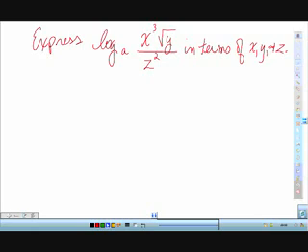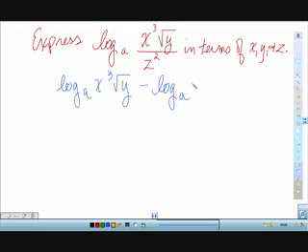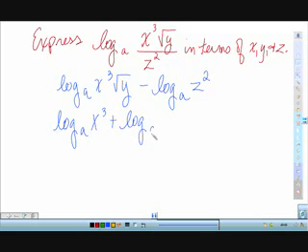To start expanding this one, you need to notice that the numerator is multiplication, and then, of course, we have division for the z squared. So I'm going to start off with the division. So that's going to be log base A of x cubed square root of y minus log base A of z squared. Then, for this first part, I've got multiplication, so I can write that as log base A of x cubed plus log base A of the square root of y minus log base A of z squared.